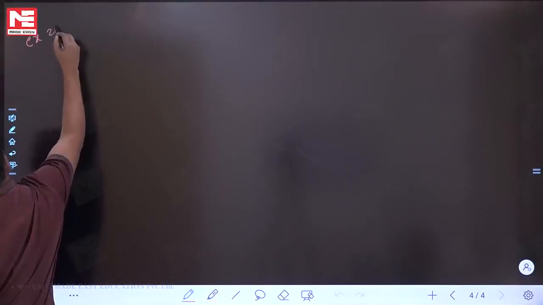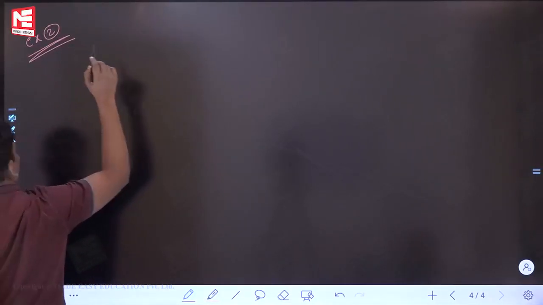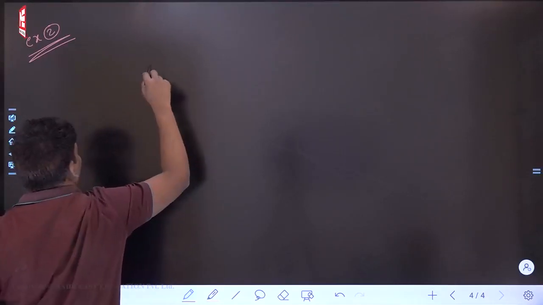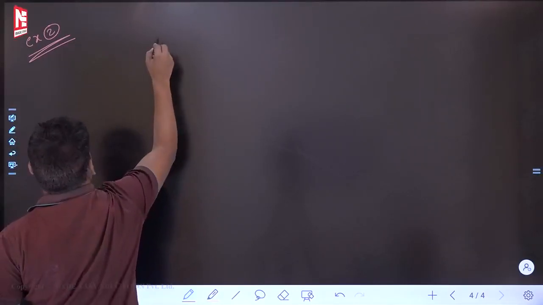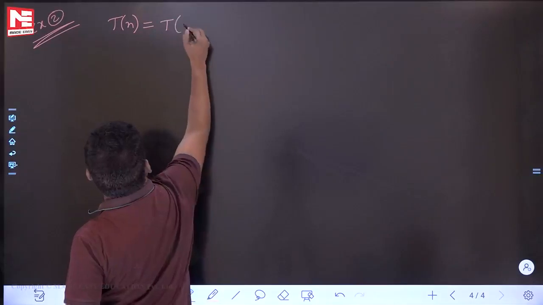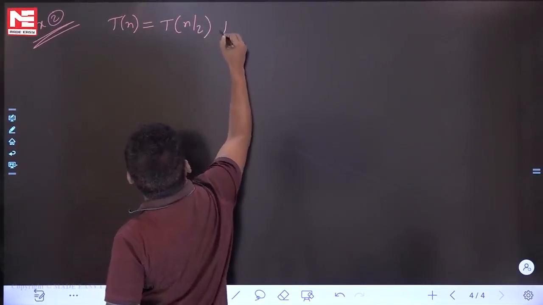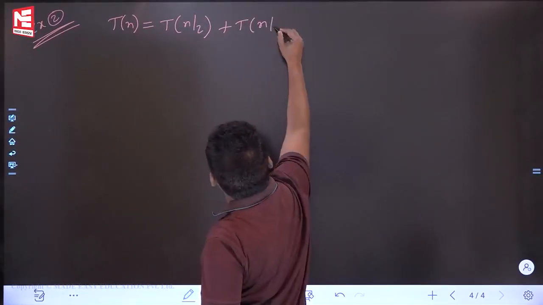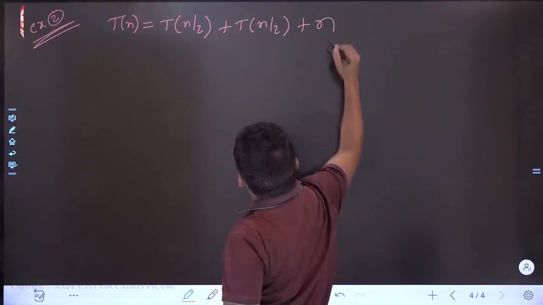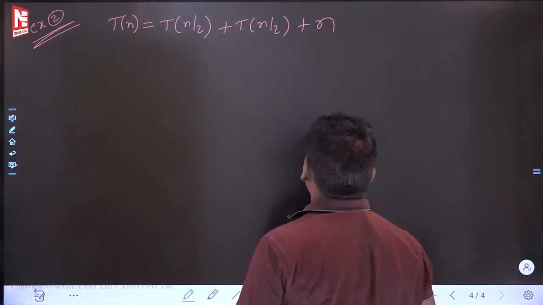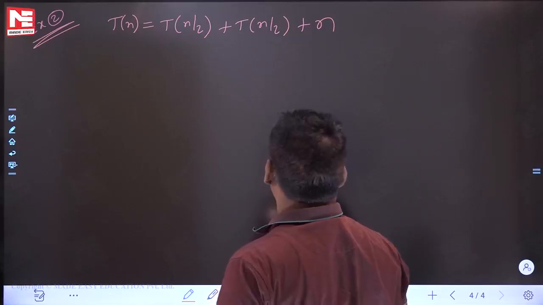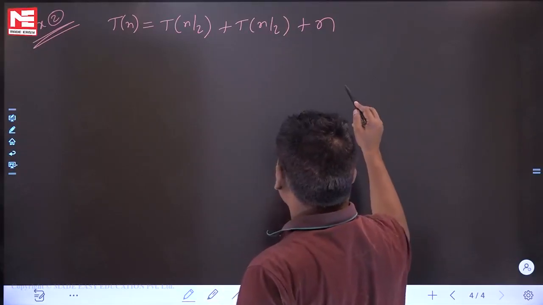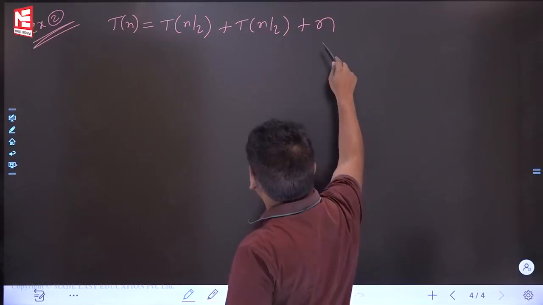Recursive tree method, example 2. One more problem. If anyone thinks that some small doubt is there in the previous problem, you can clarify here. Tn is equal to Tn by 2 plus Tn by 2 plus n. Two function calls, right? So the non-recursive term is everywhere n.